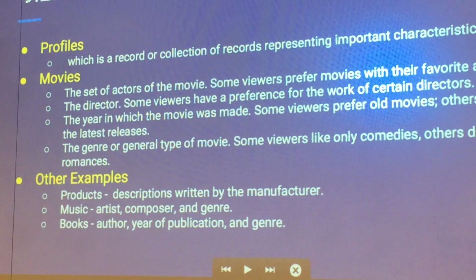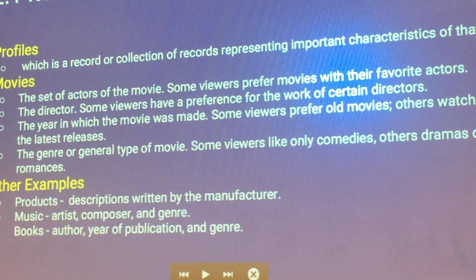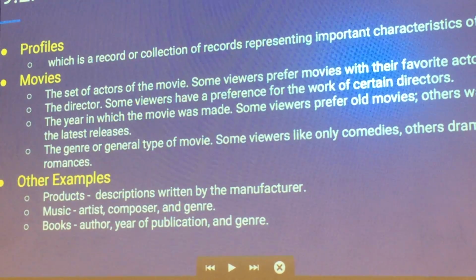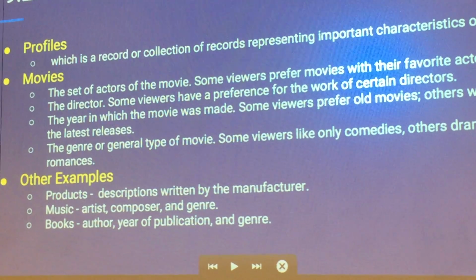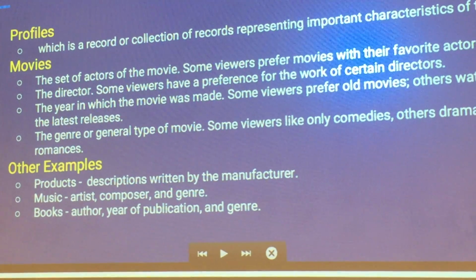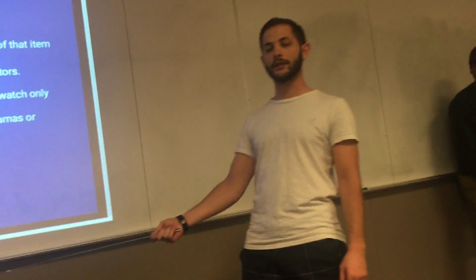Other examples: for products, descriptions written by the manufacturer for what the product does. Music, you can have the artist, the composer, or the genre, and then books, the author, the year of publication, and the genre.